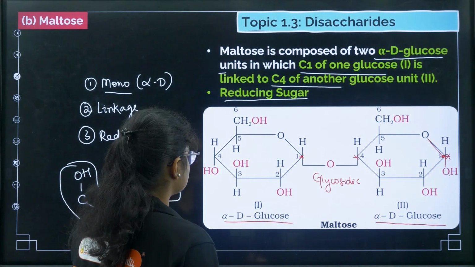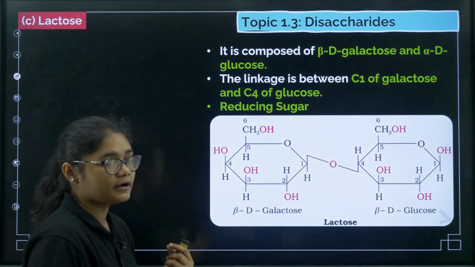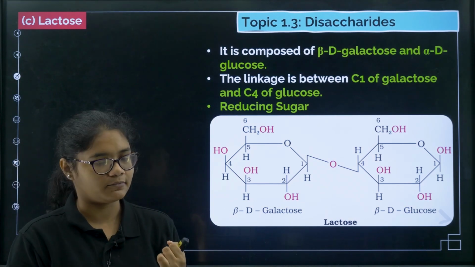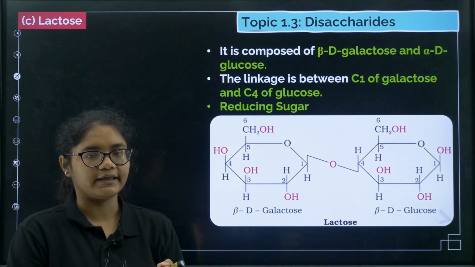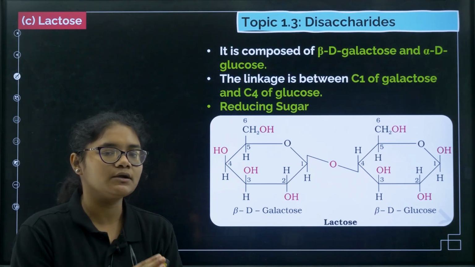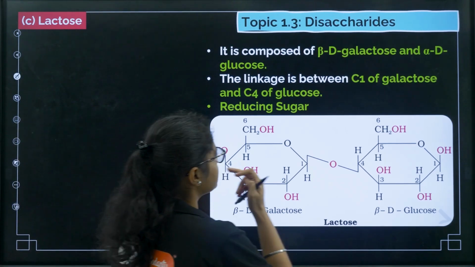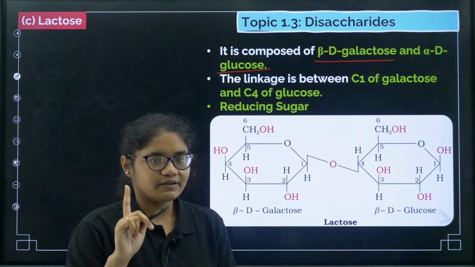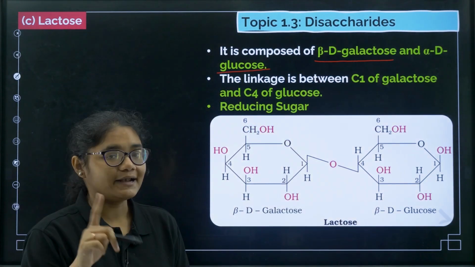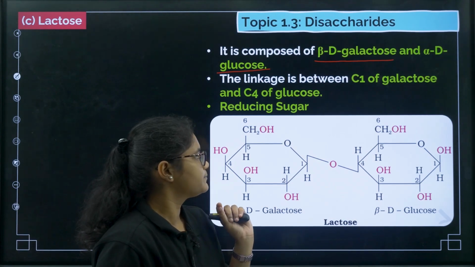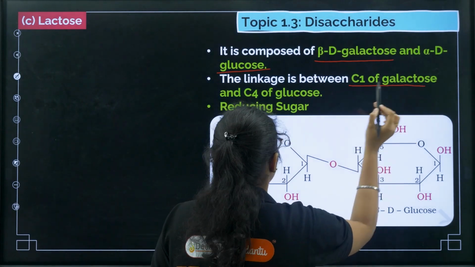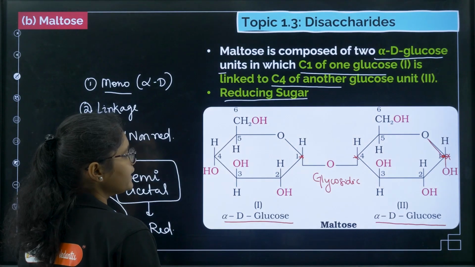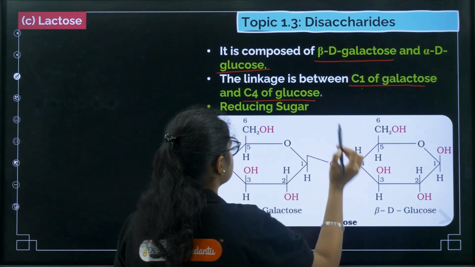Next, coming to the third disaccharide, lactose. Again we will talk in the same way: what are the monosaccharide units, what is the linkage, and whether it is reducing or non-reducing. First of all, it is composed of beta D galactose and alpha D glucose, the monosaccharide units, and the linkage is between C1 of galactose and C4 of glucose.